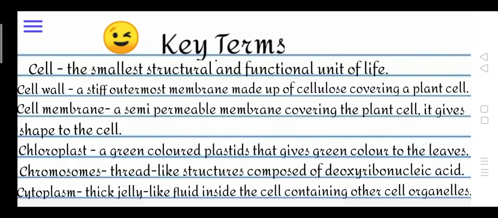First is cell, the smallest structural and functional unit of life. Cell wall, a stiff outermost membrane made up of cellulose covering a plant cell. Cell membrane, a semi-permeable membrane covering the plant cell. It gives shape to the cell. Chloroplast, a green colored plastid that gives green color to the leaves. Chromosomes, thread-like structures composed of deoxyribonucleic acid. Cytoplasm, thick jelly-like fluid inside the cell containing other cell organelles.